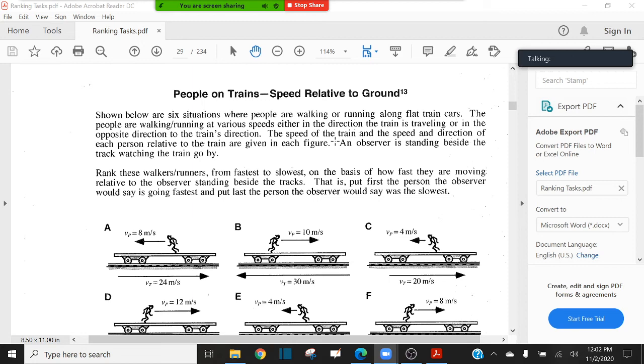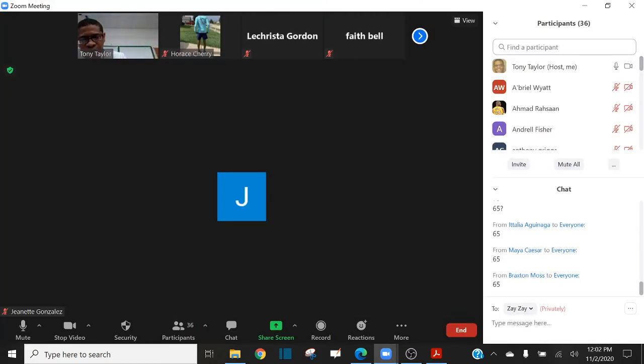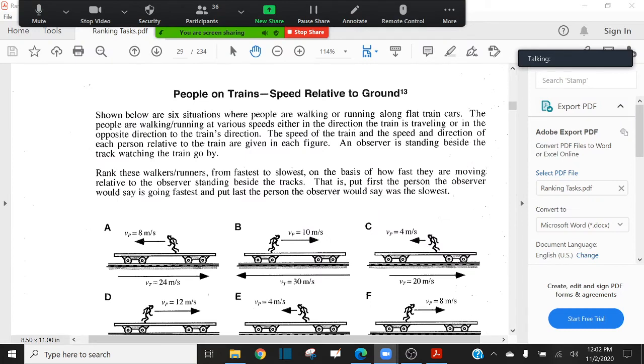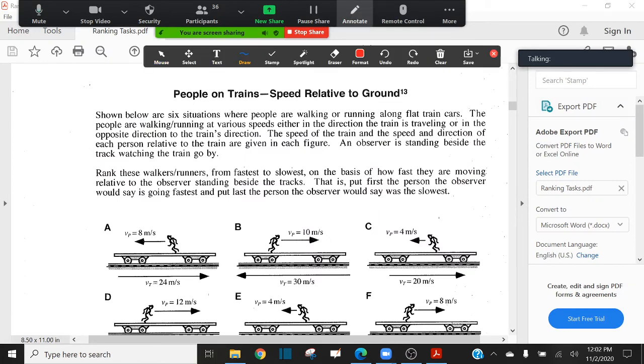So, crap. I'm sorry, I didn't mean to do that. Let me try hitting this annotate key.